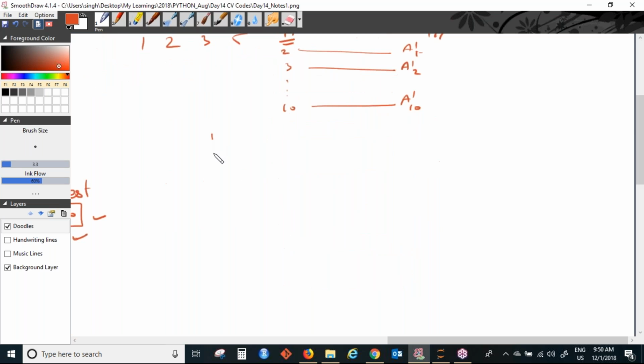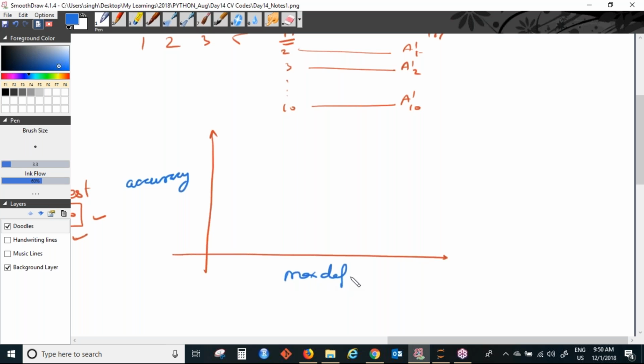I will run it and then I will draw a plot something like this. I will draw a plot which gives me accuracy, or a table. I can do this as a table also, and this is the value of max depth. So max depth starting from 2 going all the way till 10.